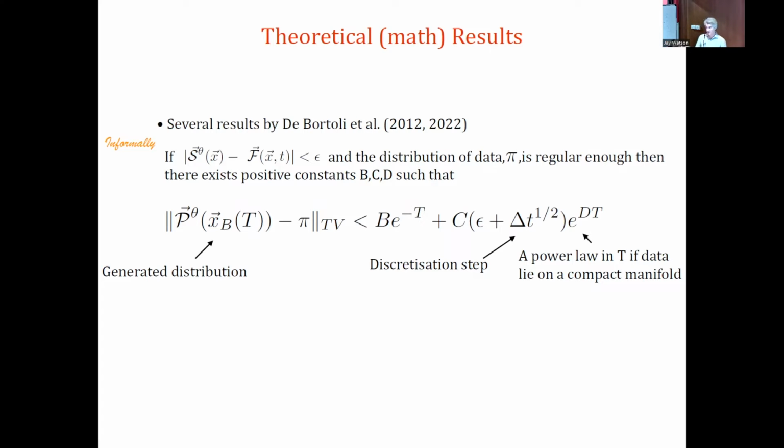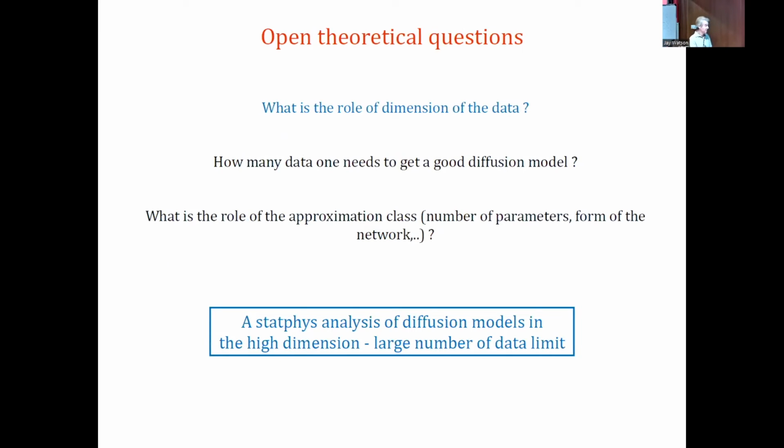So there are many important open questions on which I think that physics can help make progress. Let me tell you just a very small selection. The first, and I think the most important, is what is the role of the dimension of the data in all this business. Clearly this is also related to how much data you need to have a good diffusion model. I will also try to tell you what that means.